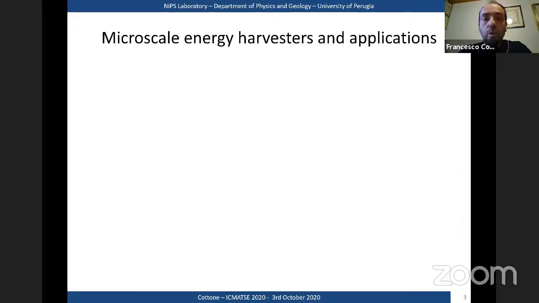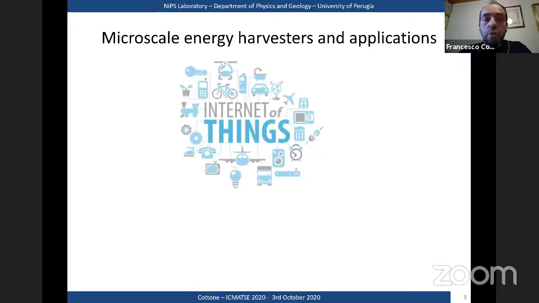Okay, first of all, microscale energy harvesters. Which are the main applications? All of you know about the big trend in the expansion of the Internet of Things. All the wireless, small and medium devices that are around all the world and are becoming more and more pervasive. And these devices are wireless and need to be powered by some source of energy.